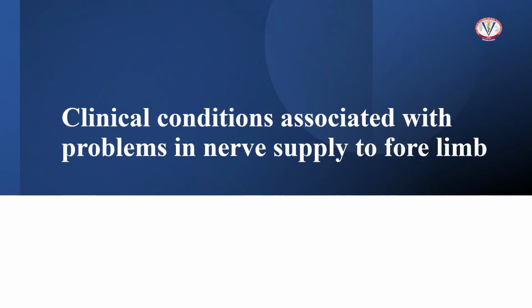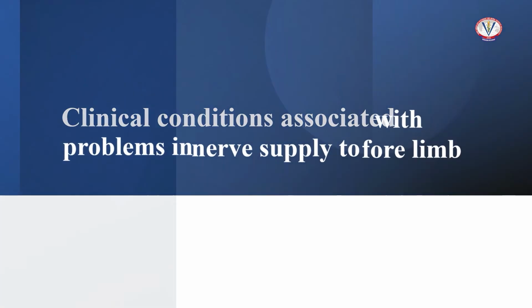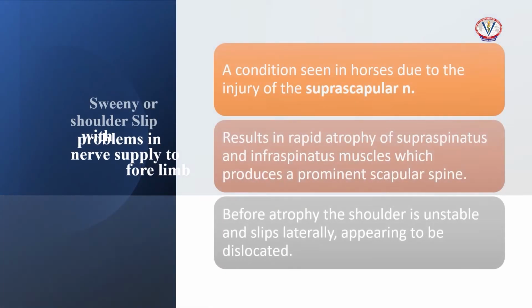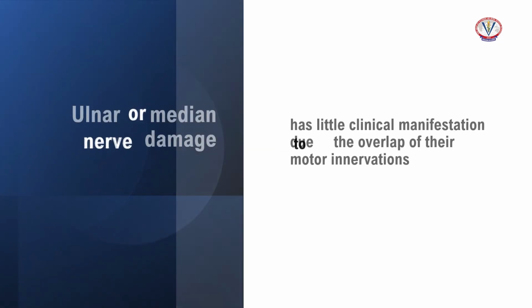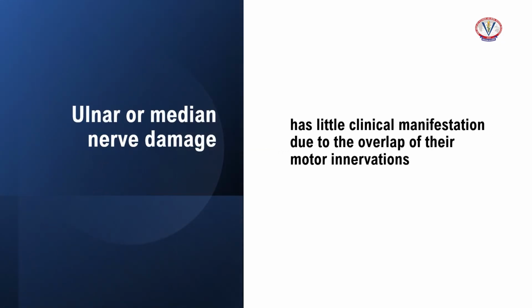There are certain clinical conditions which are associated with problems in the nerve supply to the forelimb. The first and important one is Sweeney or shoulder slip, a condition seen in horses due to injury of the suprascapular nerve, which results in rapid atrophy of supraspinatus and infraspinatus muscles, which produces a prominent scapular spine. Before atrophy, the shoulder is unstable and slips laterally, appearing to be dislocated. Ulnar or median nerve damage has little clinical manifestation due to the overlap of their motor innervations.